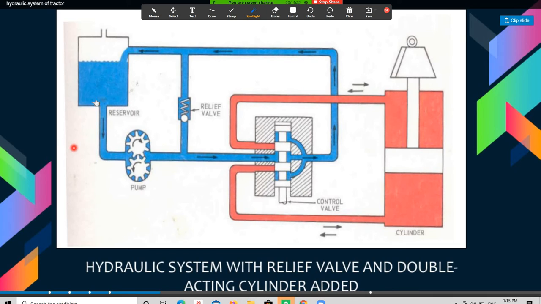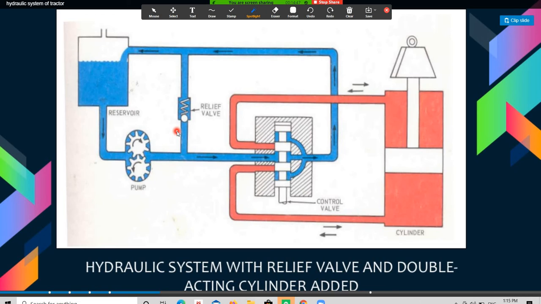Now you can see this reservoir. It contains sufficient oil to move the piston for lifting the load. Here is the load, which we raise or lift. Now the hydraulic pump forces the fluid from the reservoir to the cylinder.